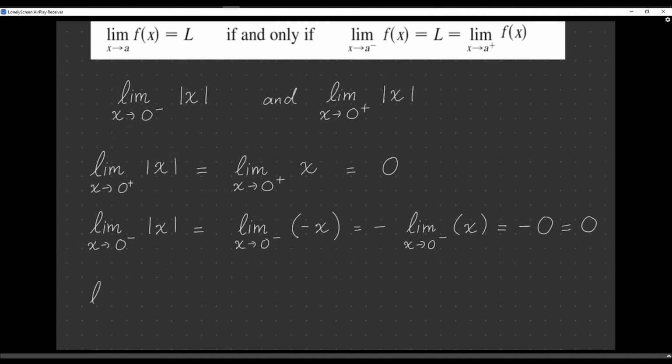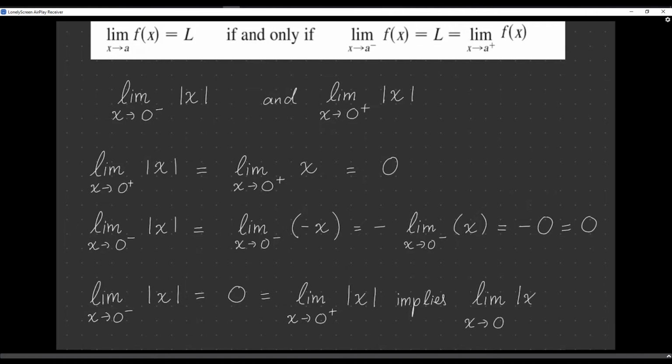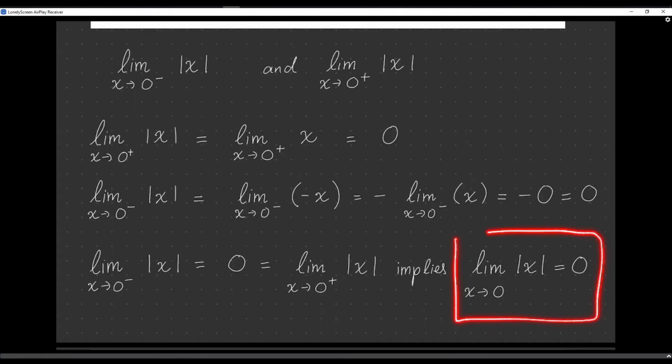And because the limit as x goes to 0 from the left hand side of the absolute value function of x is equal to 0 and also equal to the limit as x goes to 0 from the right hand side of the same function, we can conclude this implies that the limit as x goes to 0 of the absolute value function of x is equal to 0. Let's check our solution with the graph of the absolute value function.